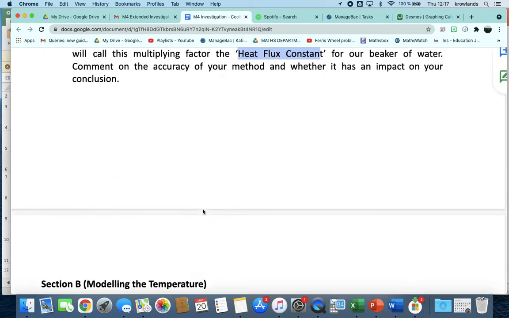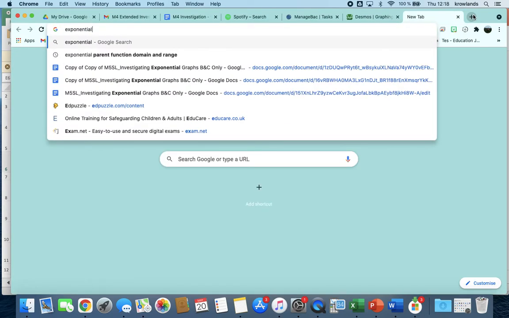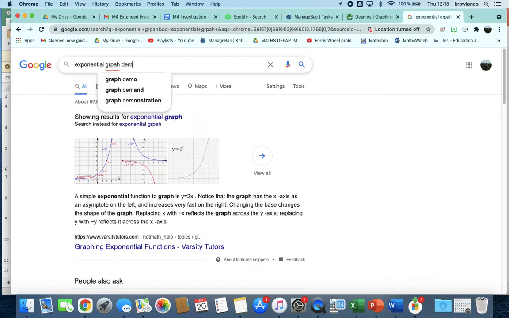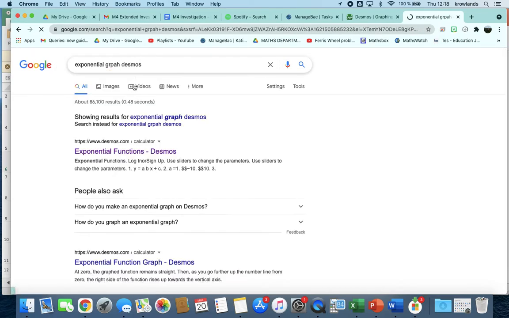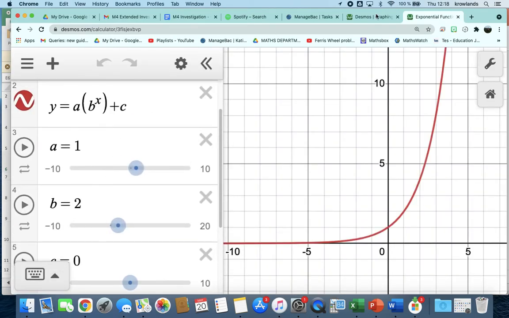Now, I'd like to carry on talking about the rest of this with you. Now we are going to study an exponential graph. The easiest way to do this is to type exponential graph into Desmos, and once we bring that up, we get an exponential function, and we get to play around with these different coordinates here.